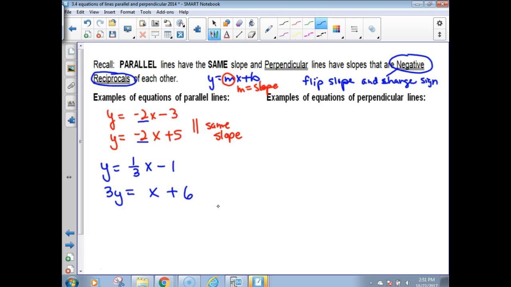All right, what can I do to tell if it is parallel to the line above it? Well, first of all, it has to be in y equals form. How would I do that? What do I have to do to this? How do I get rid of the 3? Oh, thank you. A little louder. Good. Divide by 3. Do you see now that I can see the slope is 1/3 x plus, and the y-intercept is 2? These are parallel because the slope numbers actually do match.